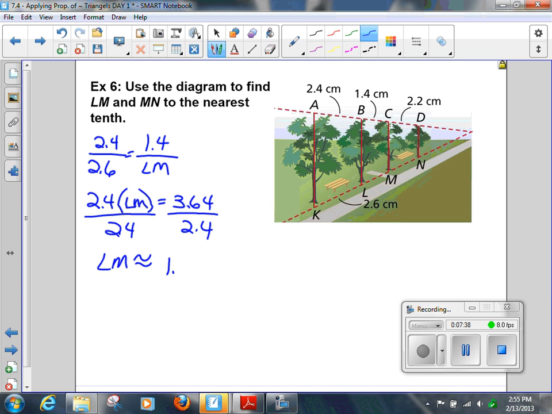1.5? 1.5 centimeters. How many of you had 1.5 centimeters? Very good. Did you set it up correctly? 2.4 over 2.6?